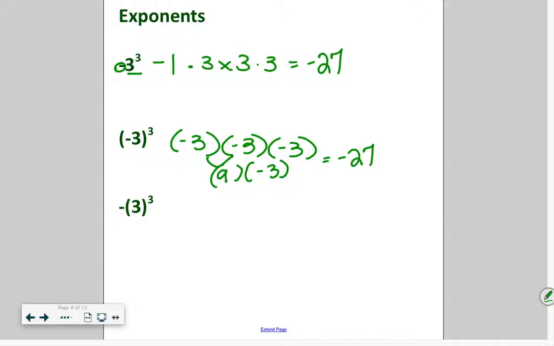Isn't this last one similar to the very first one that we had? So this one is again -1 out front, and then you're taking the 3 in parentheses times itself 3 times. Questions on any of those?